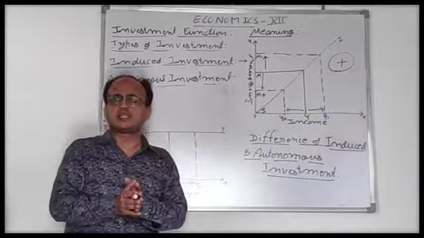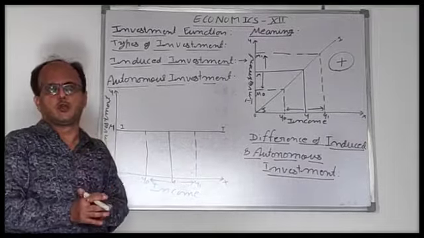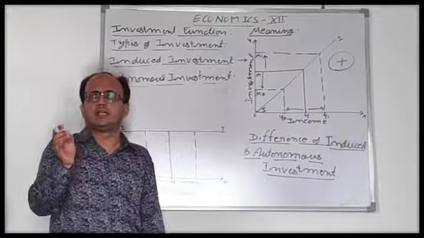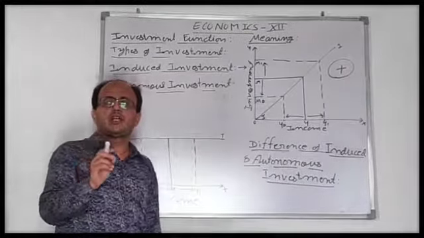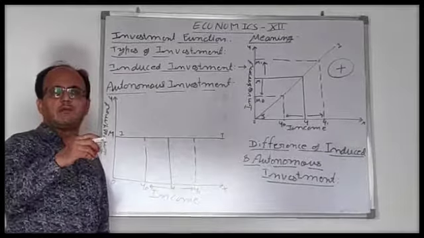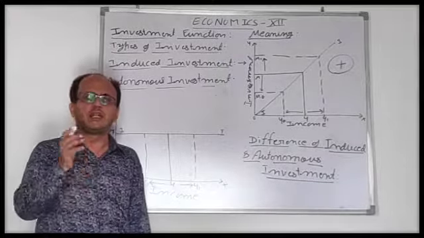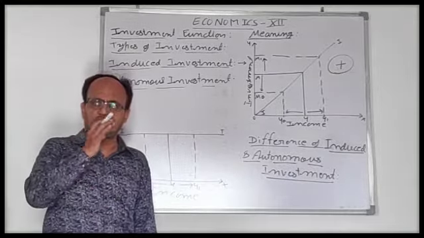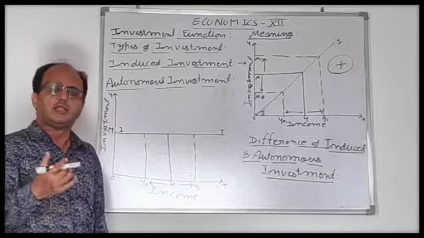In the next class we start determination of level of income and output in the economy. How can we find the equilibrium level of income and output in the economy? We study it by two approaches: aggregate demand and aggregate supply approach, and second is saving and investment approach. So we study determination of equilibrium level of income and output in the economy in the next class.